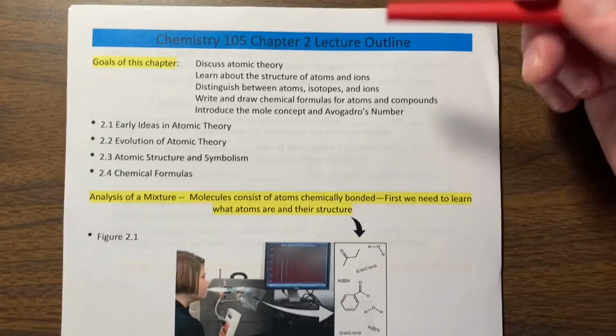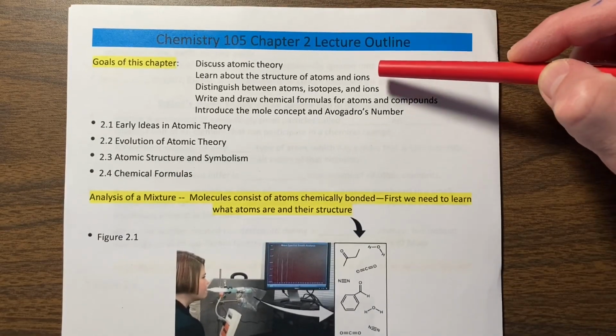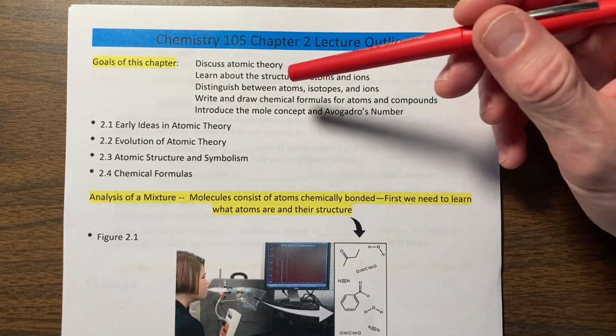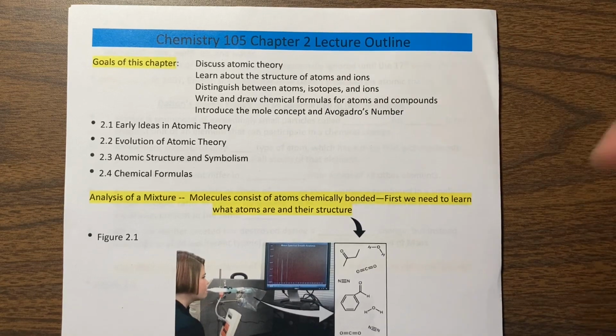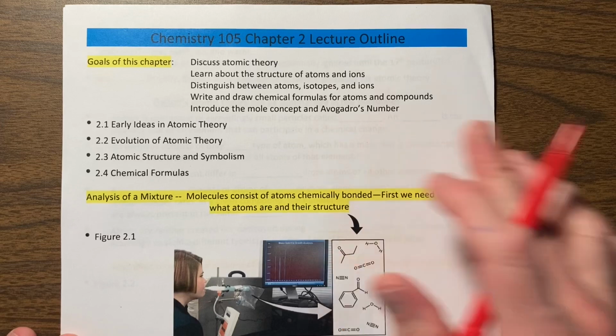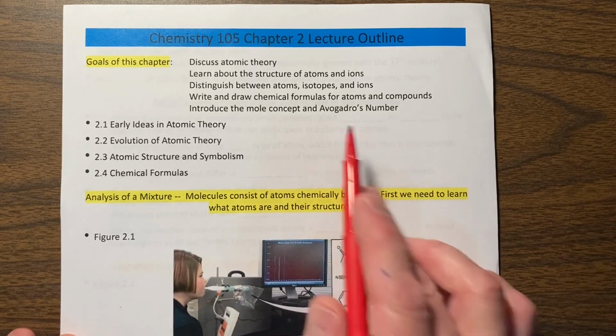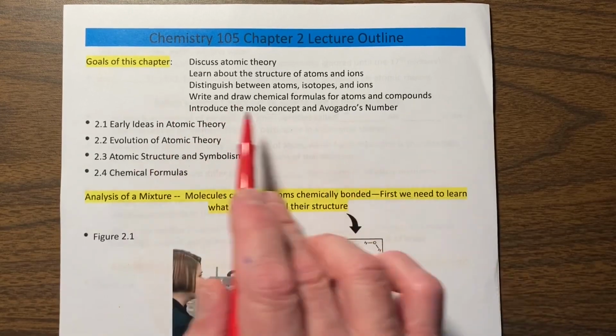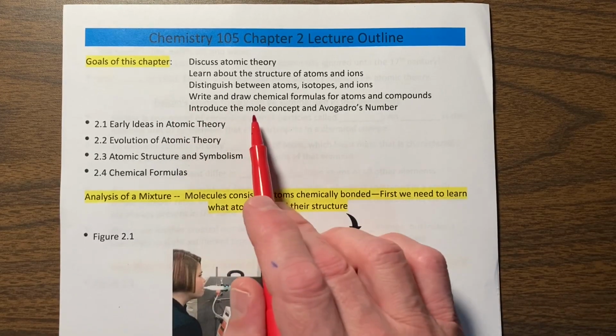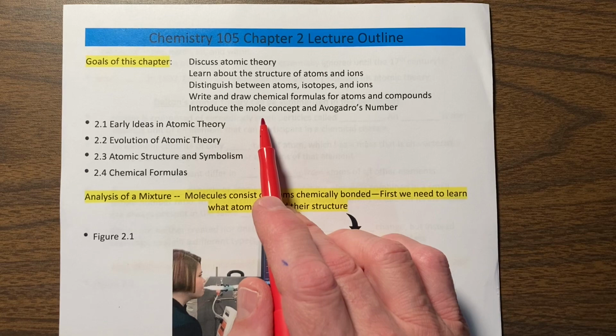We're going to discuss atomic theory, learn about the structure of atoms and ions. We'll discuss the difference between atoms, isotopes, and ions, learn how to write and draw some chemical formulas for atoms and compounds, and then introduce the mole concept and Avogadro's number, which we'll talk about in a later chapter, but I want to just introduce it to you early in the course.